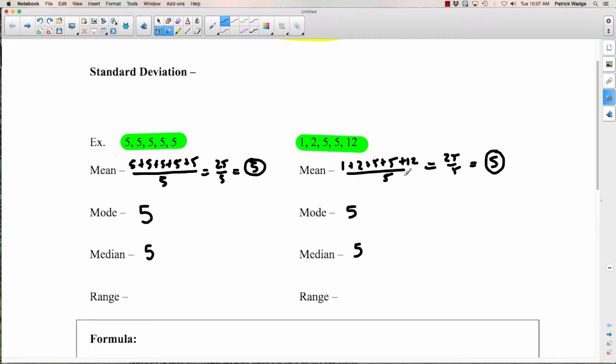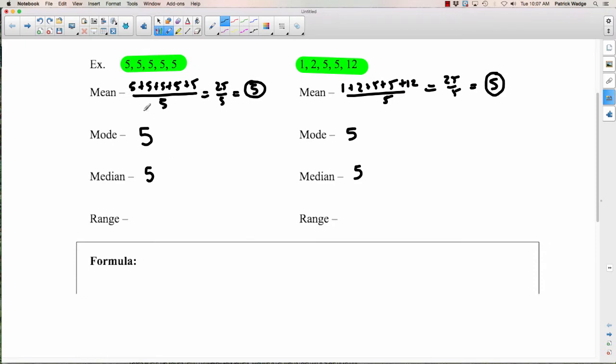All right, so we know how to do range, don't we? We just take the biggest value and subtract the smallest value. So in this case, I guess it would be 5 take away 5, which is 0. And that makes sense. There's no range here. All the values are exactly the same. How about this one? We go 12, that's the biggest value, take away 1, we get 11 as our range for that one. So range does a pretty nice job of explaining the difference between these two data sets.